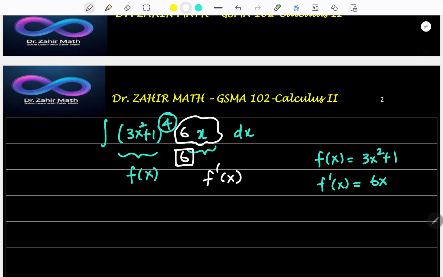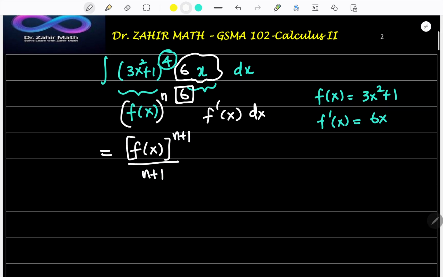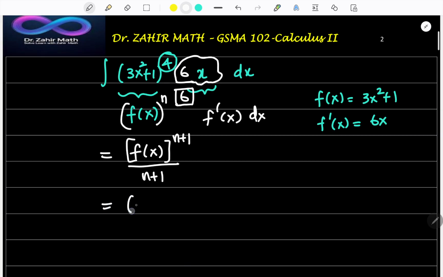So this one I'm going to call f dash of x. If the situation is f of x to the power of n and f dash of x dx, what is the formula? It is f of x to the power of n plus 1 divided by n plus 1. So this equals 3x square plus 1 to the power of 4 plus 1 divided by 4 plus 1.